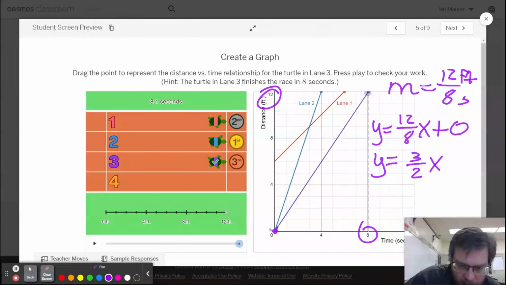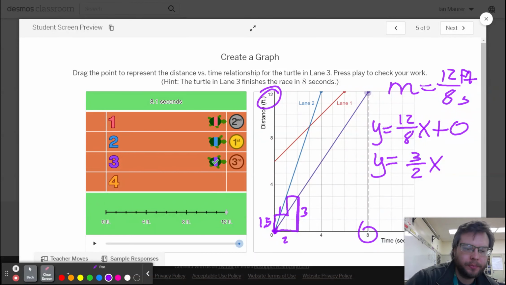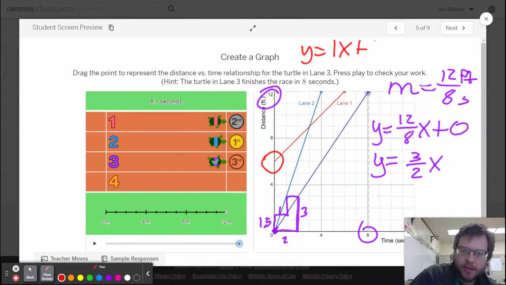And you can see that it goes up 1.5 feet every second. Or equivalently, it goes up 3 feet for every 2 seconds. So you can think of it as 1.5 over 1 or 3 over 2. It's the same. The red one goes 1 foot per second. So 1 times x, 1 foot per second, because x is seconds. Plus, notice where it starts. It starts at 6. And the blue one goes 3 feet per second and starts at 0.